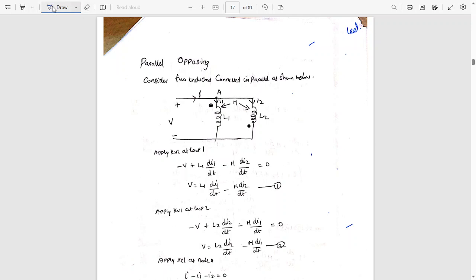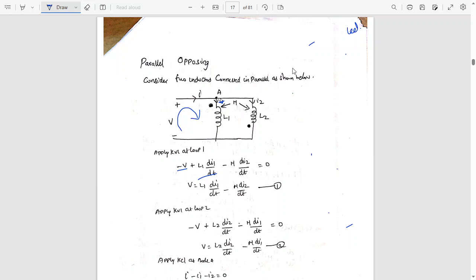Now come to the parallel opposing connection. Let us take loop 1. I am considering the clockwise direction, so minus V, because the current enters the negative and leaves the positive. Then there is a self-induced voltage across it, L1 di1 by dt, because I1 is the current entering L1. The self-induced voltage is due to the current flowing through L1. Then I have written minus M di2 by dt.